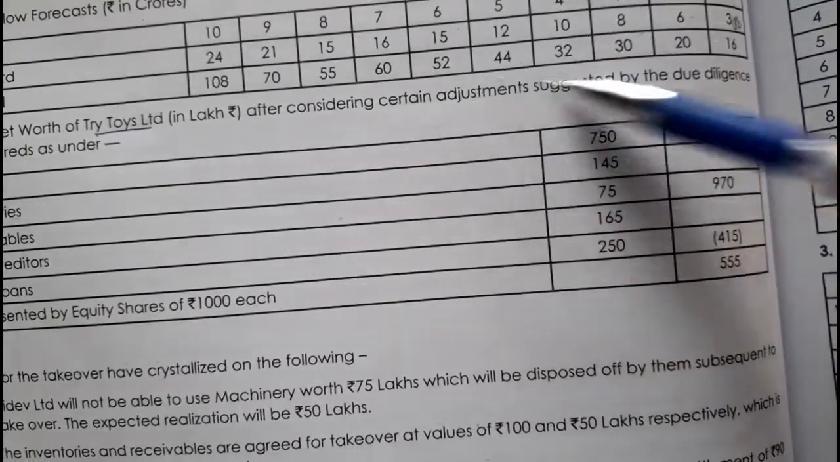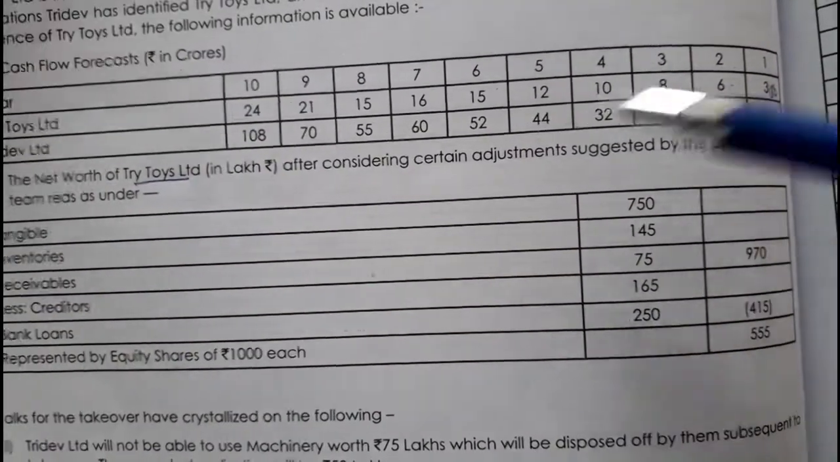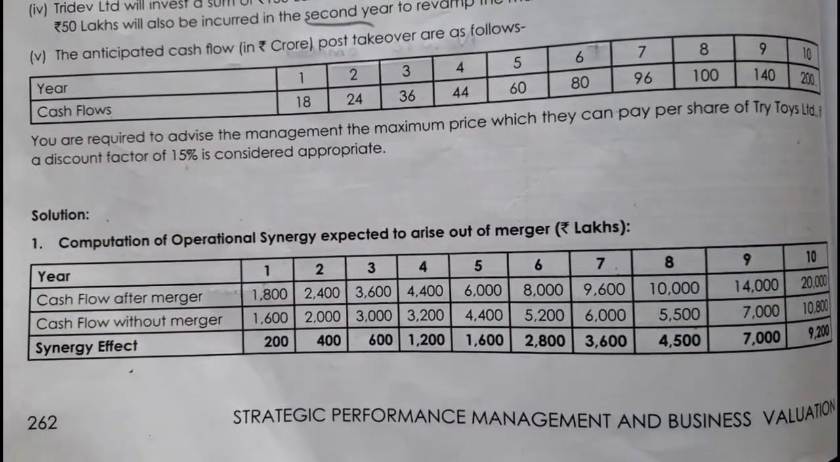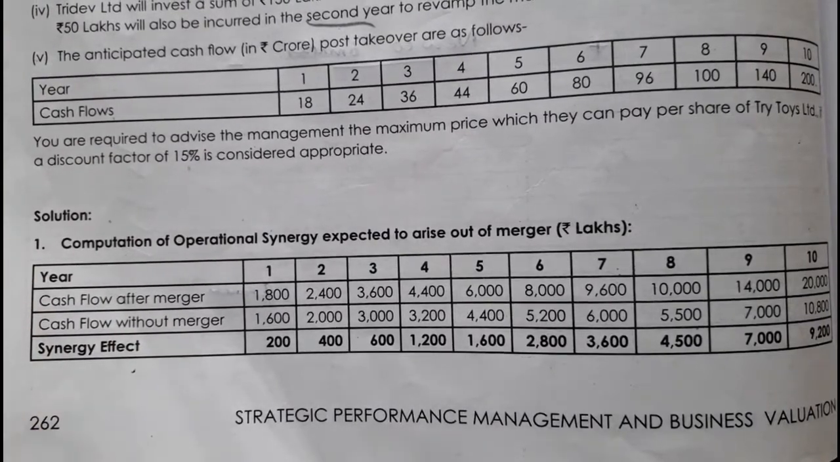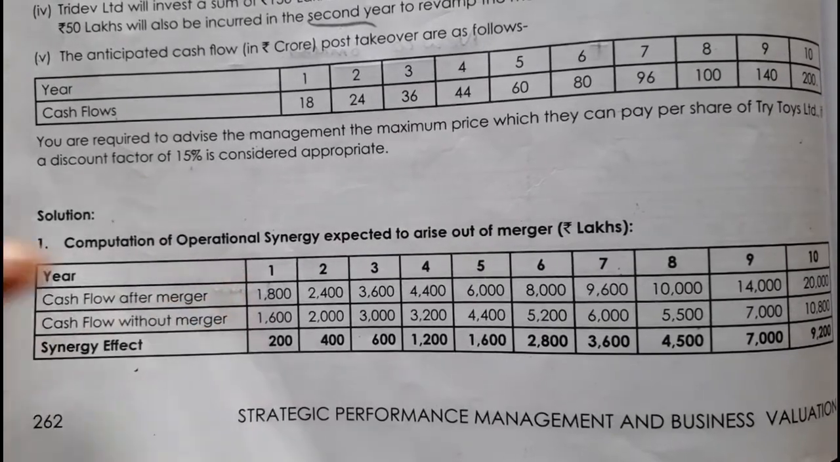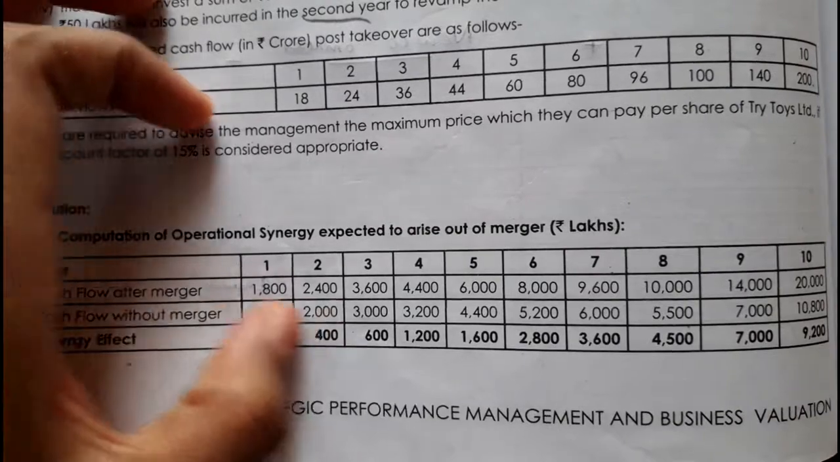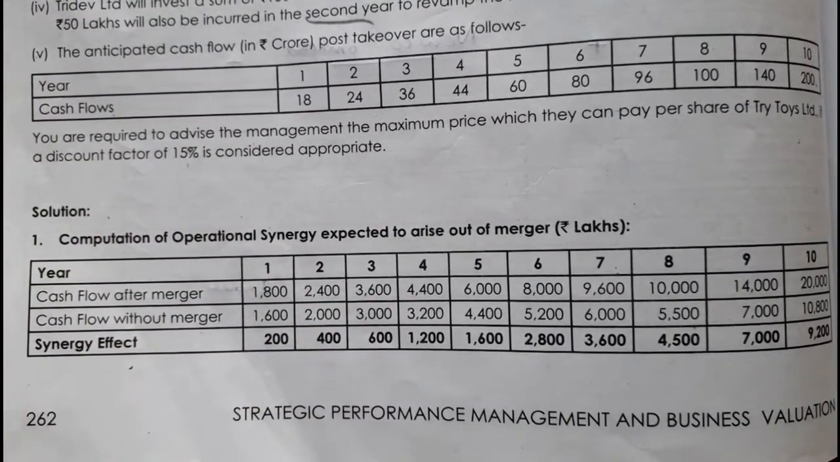Okay, 16, it's in the descending order, so we'll reverse it. 1600, 2000 and so on. So with the merger and without the merger, the difference is the synergy effect, we'll say. Because of the merger, the company was able to make this much cash flows. If it was without the merger, the cash flows would be only 1600 and so on. So the difference is the synergy effect. This is due to the Tri Toys company.